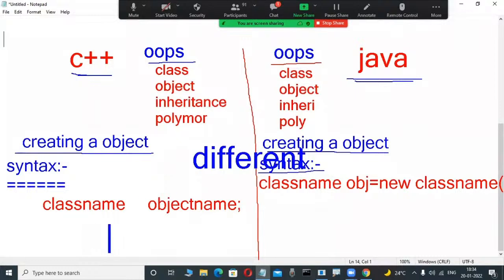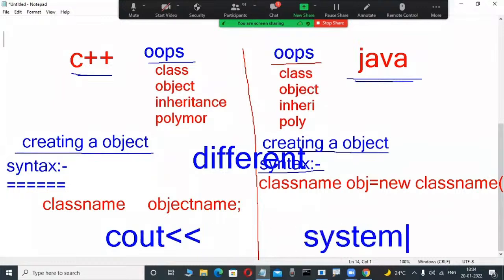Suppose in C++ I want to display output, cout is a function for streaming output. And in Java, what is the function? System.out.println. Yes, that's why syntactically different. The functions are also totally different in these two object-oriented languages.